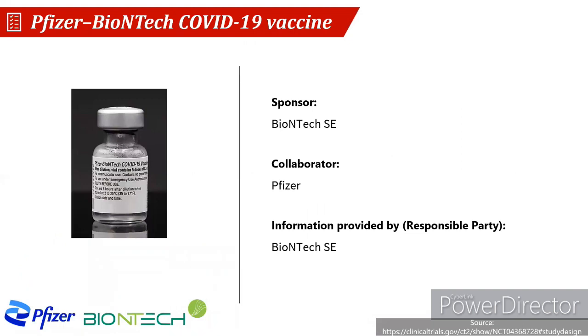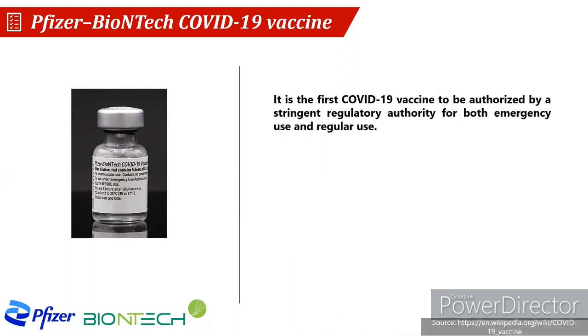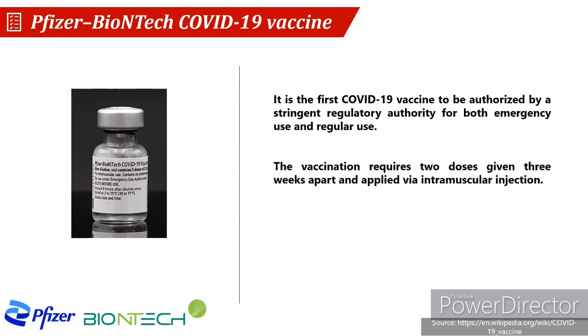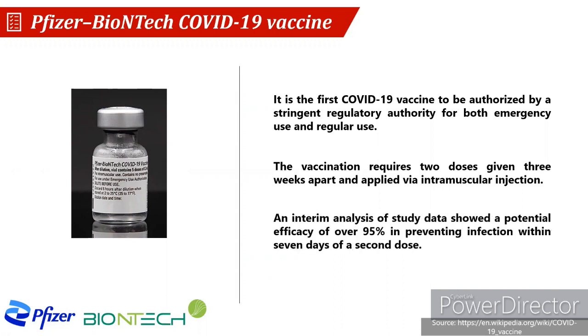In collaboration with Pfizer, BioNTech Corporation has developed the Pfizer-BioNTech COVID-19 vaccine. It is the first COVID-19 vaccine to be authorized by the regulatory boards for use on an emergency basis or as a regular one. This vaccination procedure is pretty simple, with 2 doses given 3 weeks apart via intramuscular injection. In clinical trials, it has demonstrated an excellent efficacy of over 95% within 7 days of the second dose.